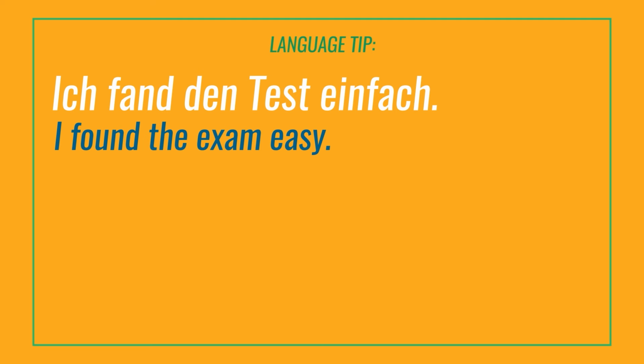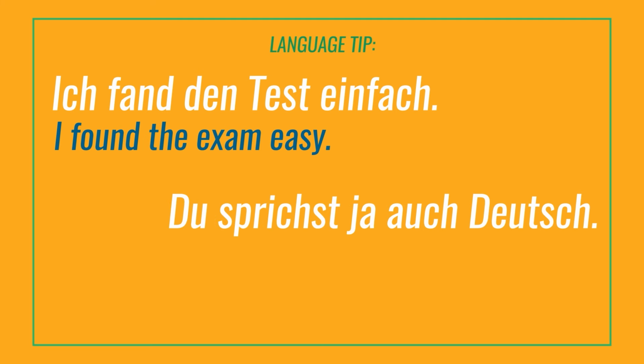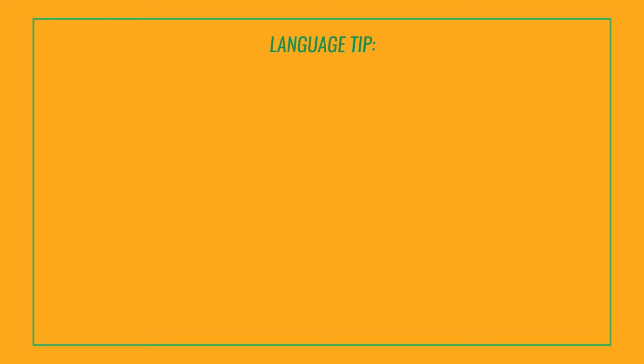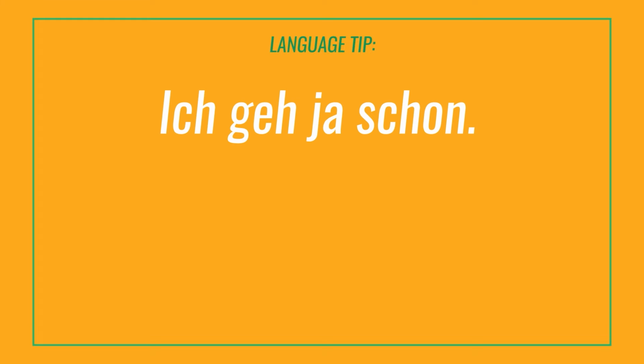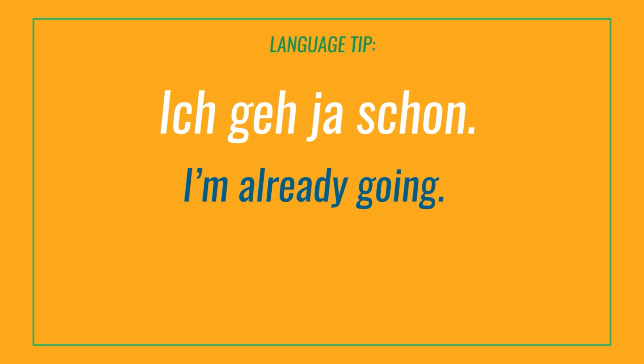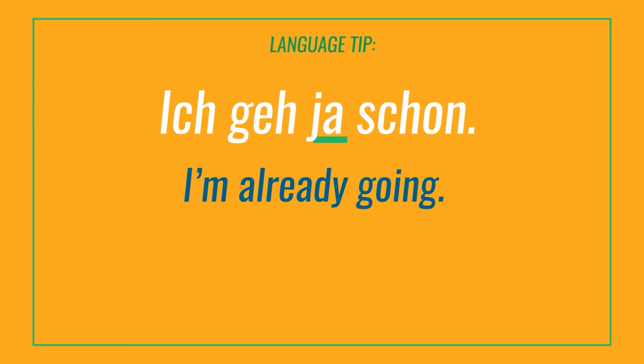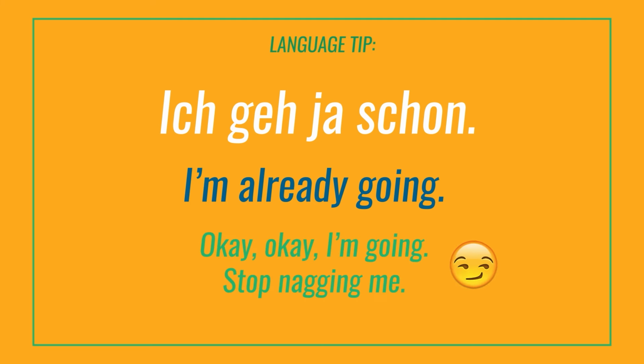The non-German person might respond with, Du sprichst ja auch Deutsch, meaning, well, of course you would, since you can speak German. Let's do another example, with Ich gehe ja schon, meaning, I'm already going. You would use this sentence if someone has repeatedly asked you to do something. The ja refers to the fact that you know you have been asked a number of times and can be translated as, okay, I'm going, stop nagging me.